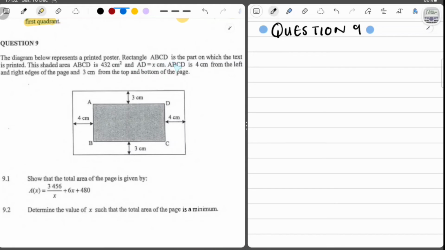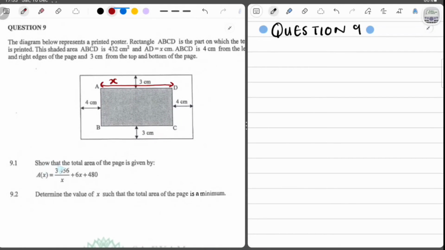Then they say rectangle ABCD is the part on which the text is printed. This shaded area, ABCD, is 432 centimeters squared, and AD is equal to x. So they're telling us a lot. They told us the area of that shaded part, and they told us that AD is x. Then ABCD is 4 centimeters from the left and right edges of the page, and 3 centimeters from the top and bottom of the page. So 4 centimeters and 3 centimeters like that.